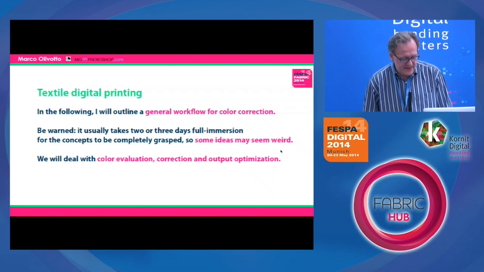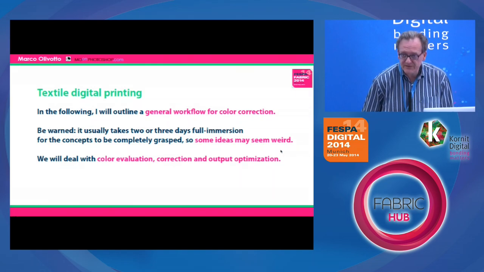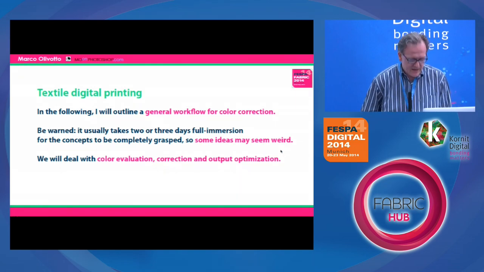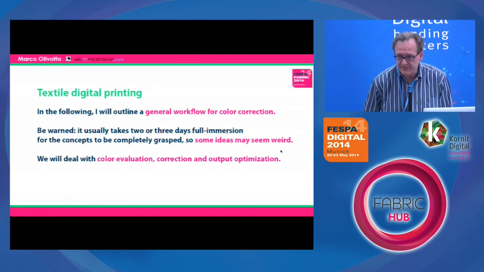And we basically have 3 steps to go. We first need to evaluate color somehow, because we can't trust our eyes too much. We need to correct color, and then we need to optimize for the output, all right?